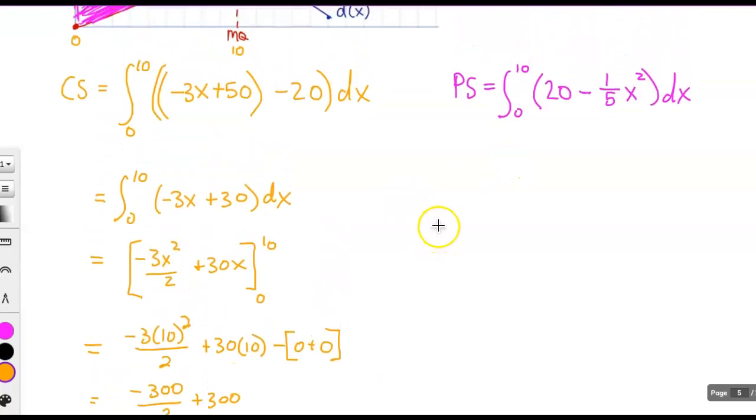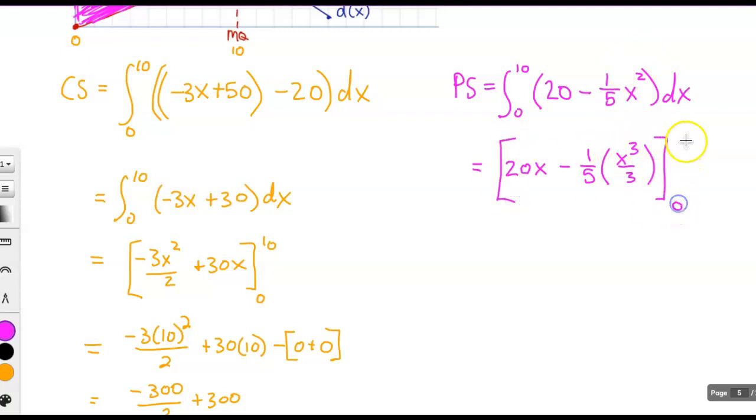If we go ahead and do producer surplus now, I don't need to clean this up, so I'm just going to integrate. So it would be 20x minus 1/5. The integral or antiderivative of x squared is x cubed divided by 3. Again, no plus c because this is a definite integral. And so we get 20x minus x cubed over 15. And we're going to evaluate that from 0 to 10.